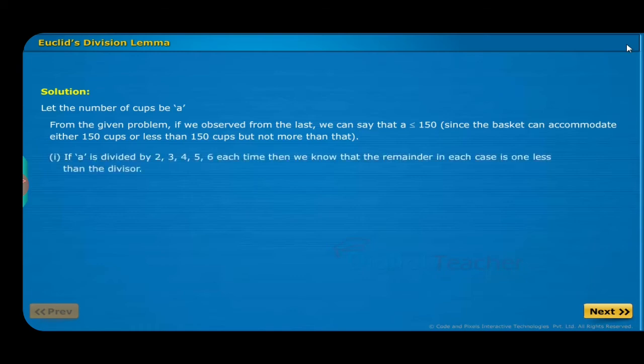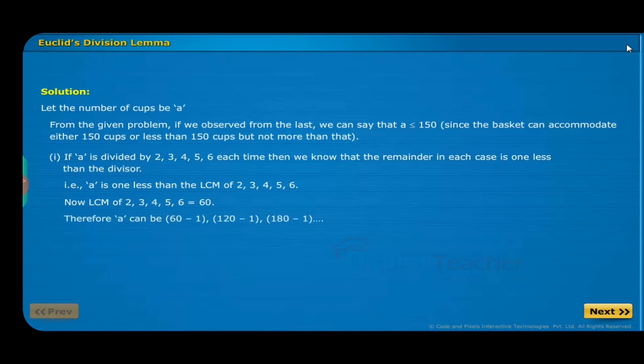1. If A is divided by 2, 3, 4, 5, 6, each time the remainder in each case is 1 less than the divisor. That is, A is 1 less than the LCM of 2, 3, 4, 5, 6. Now, the LCM of 2, 3, 4, 5, 6 is 60. Therefore, A can be 60 minus 1, 120 minus 1, 180 minus 1, and so on.